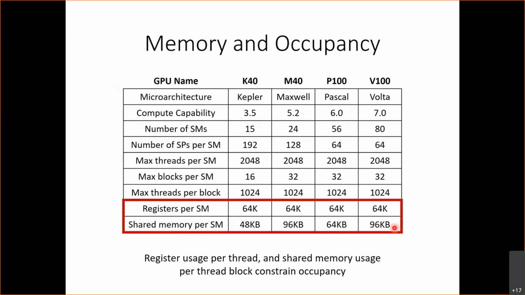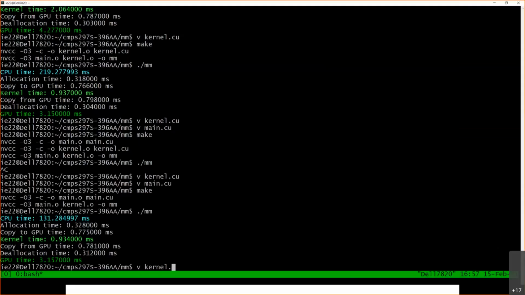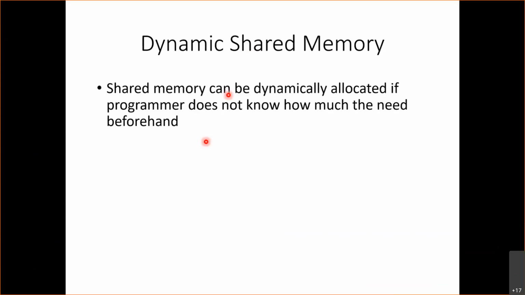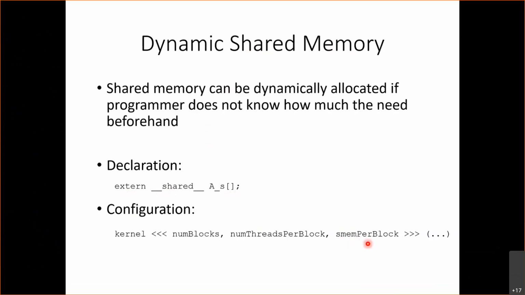And then the final point is that we can dynamically allocate shared memory. So far, in our shared memory code over here, we've been statically allocating the shared memory. So here, the shared memory is always a 32 by 32 array. But in some cases, you might want to dynamically allocate shared memory, and CUDA allows you to do that. The way to do that is by declaring it like this, extern shared A_s. And then you can provide a third configuration to the kernel where you specify the size of the shared memory array that you want.